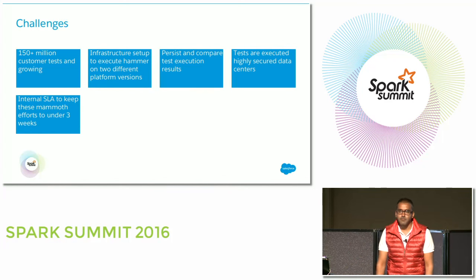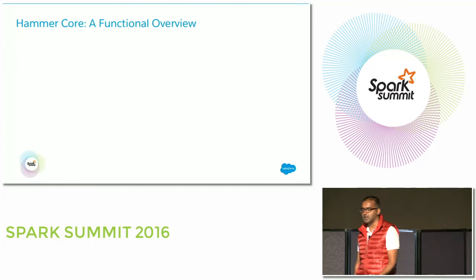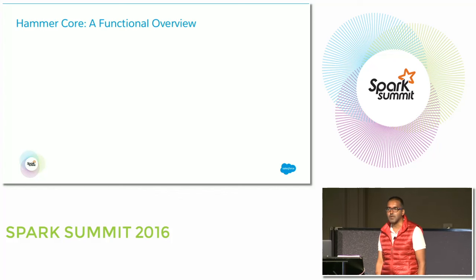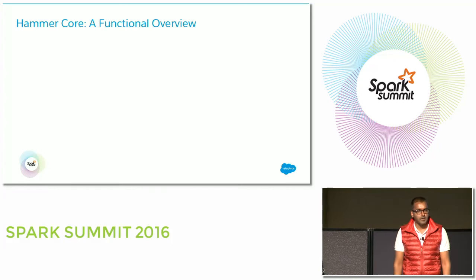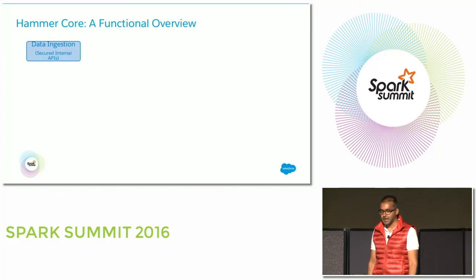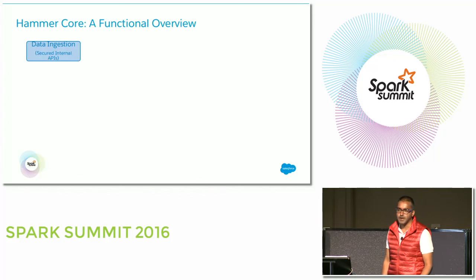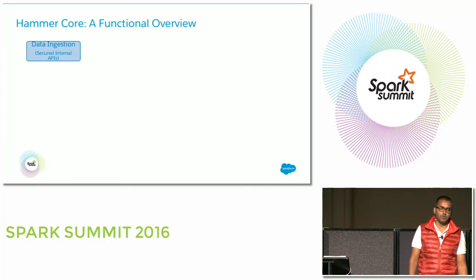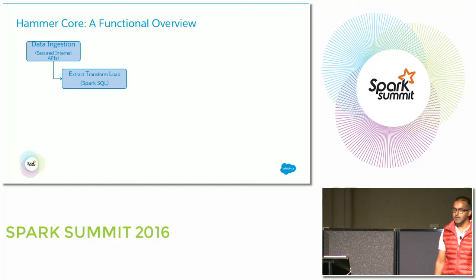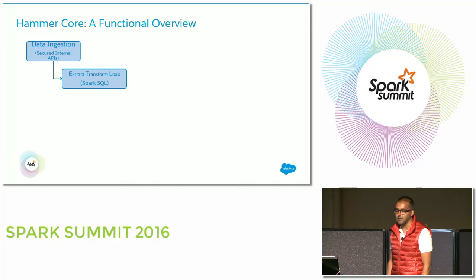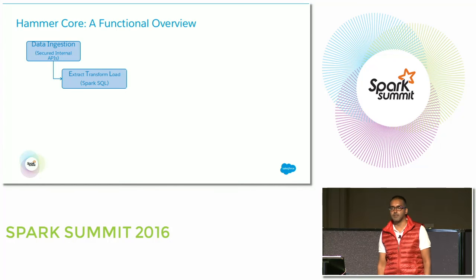So after this, let's have a quick look at the functional overview of the solution, what we came up with. As typical with any data processing software, the first step is the data ingestion. We have all our data in the data centers that we need to somehow pull into our cluster where all the computation is to happen. And we have some secured APIs through which we download all this data into the Hammer infrastructure where we do all the computations.